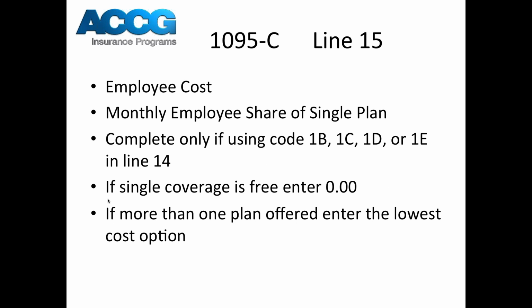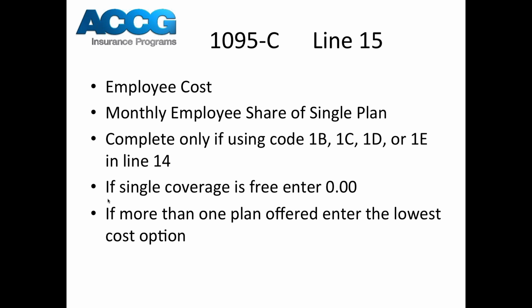So getting to line 15, this is the employee cost information. It's how much the employee share of the single plan is. You're going to use your cheapest single plan that's offered to this employee. How much would it cost an employee to be on it for that month? And again, this tends to change during the year. When your plan costs increase in July, that might increase the employee's costs. You might have one cost for 6 months and another cost for the next 6 months.